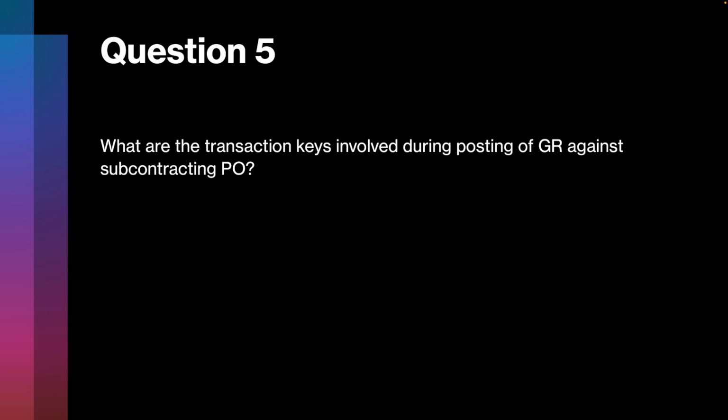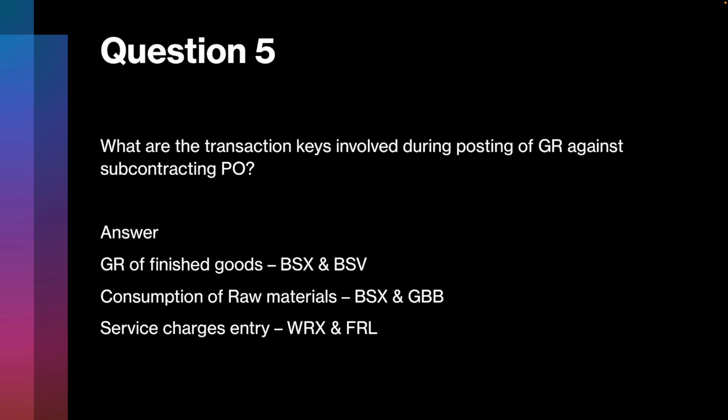Then the fifth question is, what are the transaction keys involved during posting of GR against the subcontracting PO? So against those three entries, you have against GR of finished goods, the transaction keys would be BSX and BSV. For consumption of raw materials, the transaction keys are BSX and GBB. And for service charges, the transaction keys are WRX and FRL. So you should have GL maintained against all these transaction keys so that your GR of the finished goods should happen against the subcontracting PO.